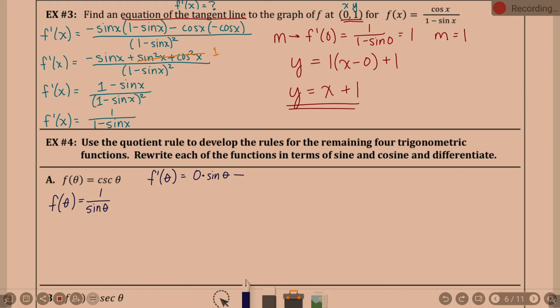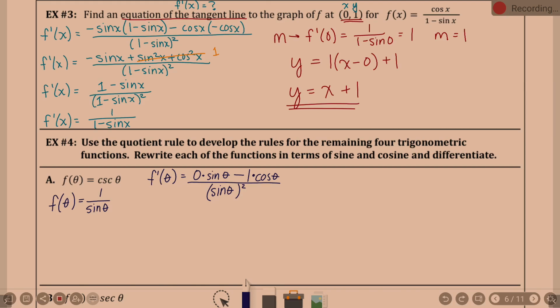And now it's going to be keep the numerator. And what's the derivative of sine? Cosine. All over the denominator squared, which is sine squared theta. I wrote my sine theta in parentheses, squared. It's the same. It's fine.